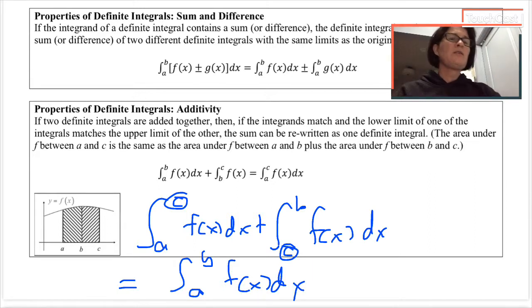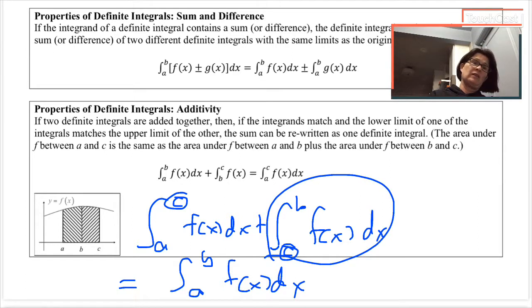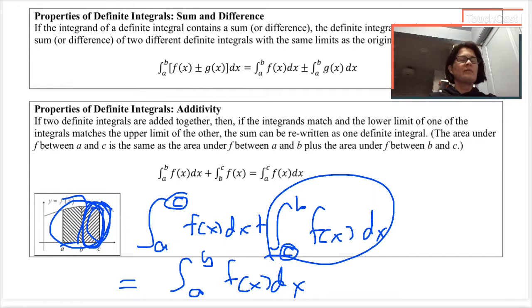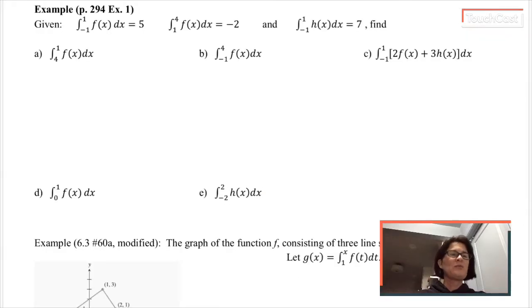And if that feels weird, just notice that we already know the integral from c to b is the same as the opposite of the integral from b to c. So this says the integral from a to c, so the whole, plus the opposite of this. So the whole minus this part is equal to the integral from a to b. So just the takeaway here is, as long as these two limits match, it doesn't matter where c is relative to a and b. This property still holds.